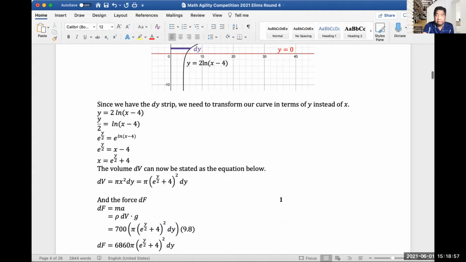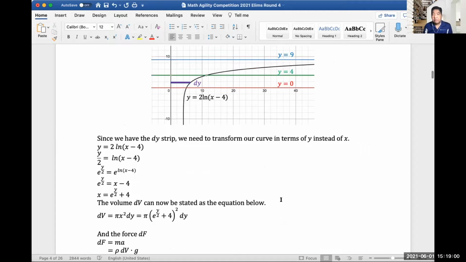Since we have the dy strip, we need to form our curve in terms of y instead of x. So we need to transform our curve y equals 2 ln of x minus 4 in terms of y. This can easily be done. y over 2 equals ln of x minus 4. Then let's raise e to both sides. So it's e raised to the y over 2, and of course, e to the ln of x minus 4 is equal to x minus 4. Therefore, x is equal to e to the y over 2 plus 4, which is this. So now we have transformed our curve in terms of y instead of x.